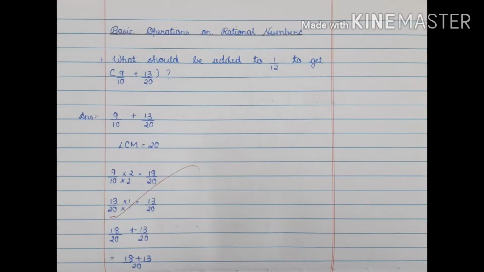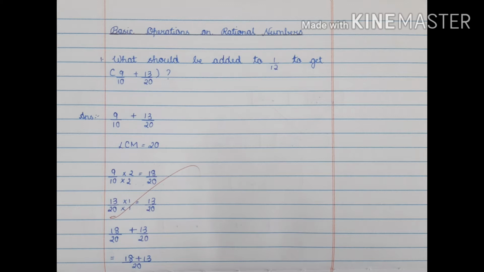So the first question is, what should be added to 1 by 12 to get 9 by 10 plus 13 by 20? So first we must solve 9 by 10 plus 13 by 20. As both the denominators are unequal, we must find the LCM. So the LCM you get is 20.